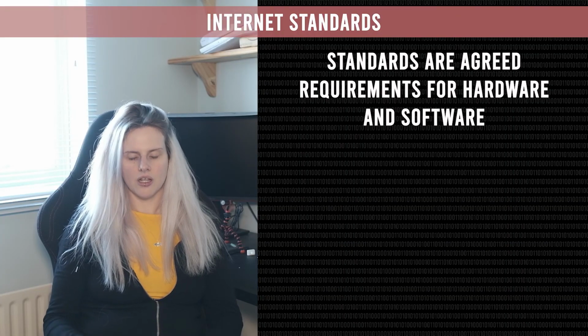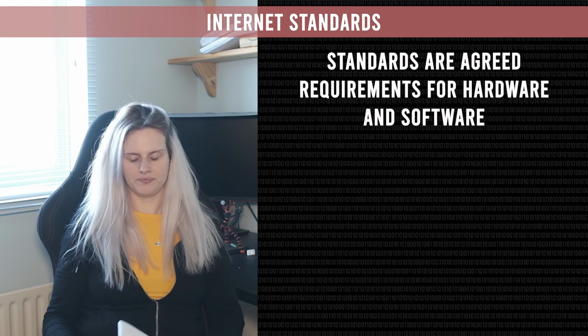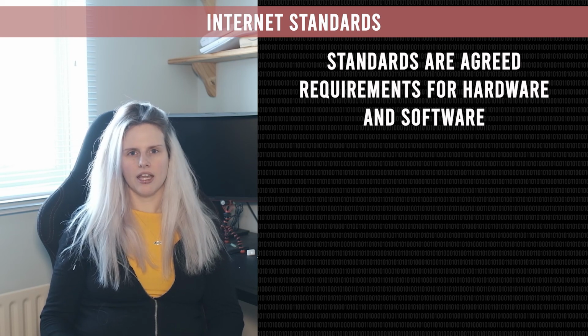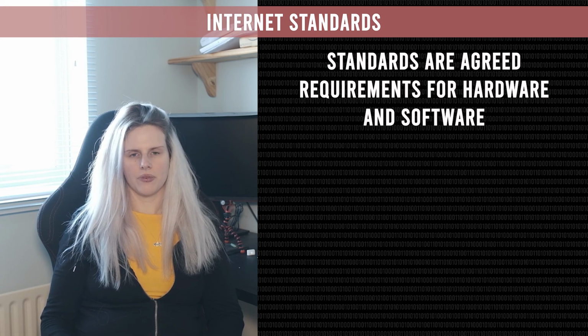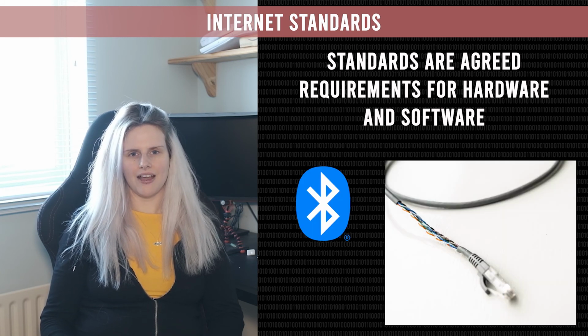Standards are agreed requirements for hardware and software. By having standards for each layer, it forces developers and companies to make things that are compatible regardless of the manufacturer. So if, for example, you bought an Apple phone and then also bought a Samsung phone, if the layers and protocols didn't have standards, then you would need one set of websites for accessing on an Apple phone and another set of websites for accessing on a Samsung phone.